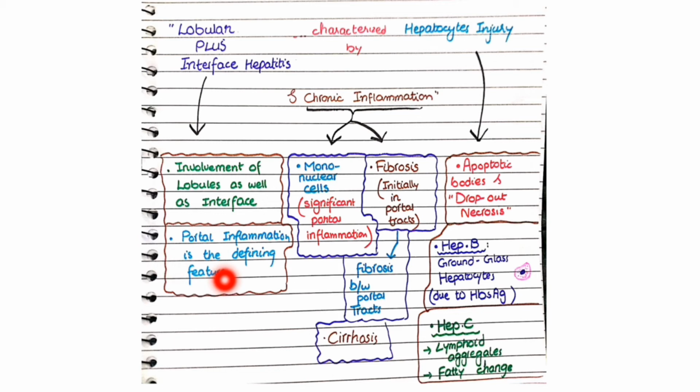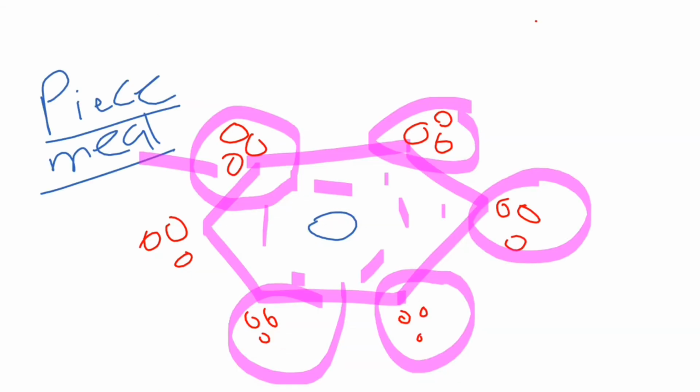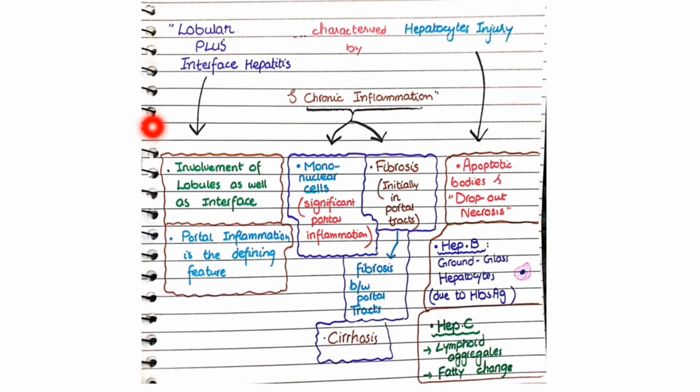Secondly, portal inflammation is a defining feature in chronic viral hepatitis. When we studied acute viral hepatitis, we saw that in the portal tract the inflammatory cells are minimal or absent. But in chronic viral hepatitis, portal inflammation is a defining feature. I am sorry that I have not drawn the diagram of chronic viral hepatitis here. But if you have seen the diagram of acute viral hepatitis, you can imagine the diagram of chronic viral hepatitis yourself, or you can see it in a textbook: there are a lot of inflammatory cells in the portal tract stroma. So by lobular plus interface hepatitis, we mean involvement of lobules as well as interface, and involvement of portal tracts in the form of inflammation.